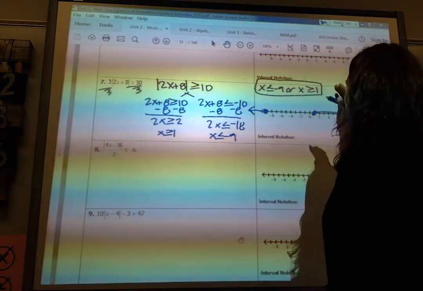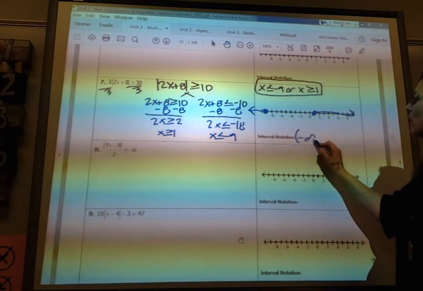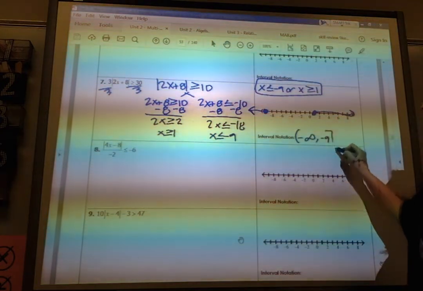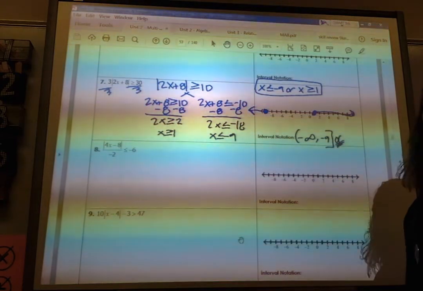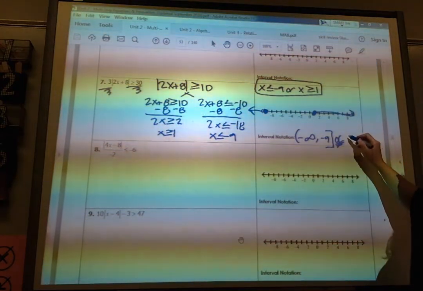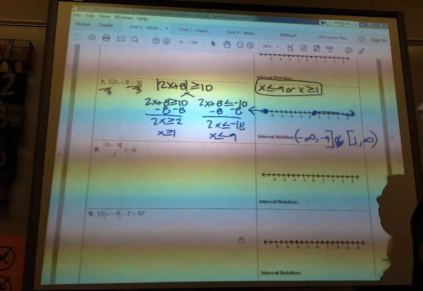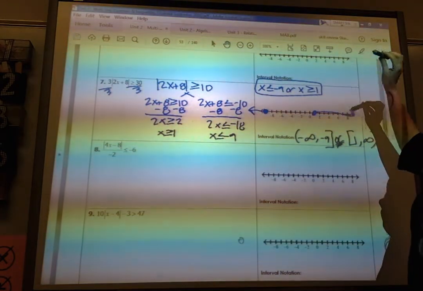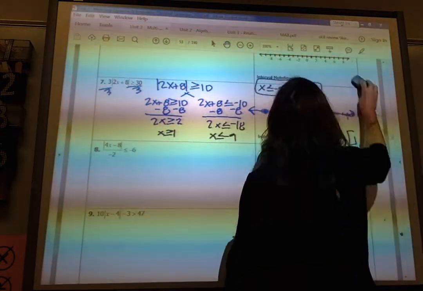I'm going to box it. That's my written notation. I've already graphed it, so my interval notation is -infinity to -9. Block. Do not forget to write the word or here. Or 1 to infinity with a parenthesis. Okay, so I have my written notation, my graph, and my interval notation. Now let's see how we did on number 8.